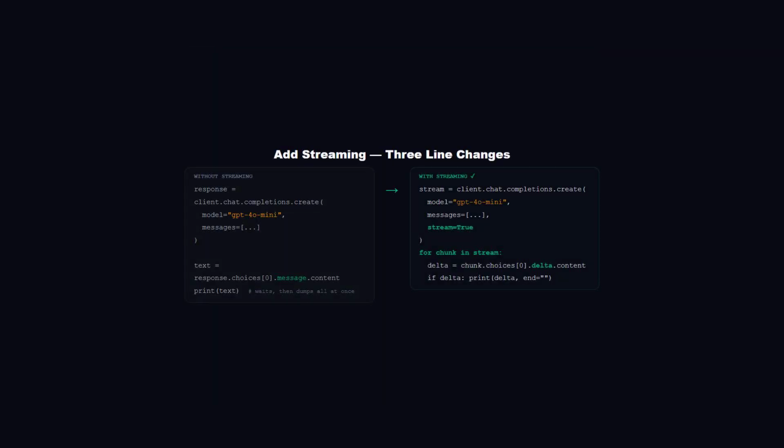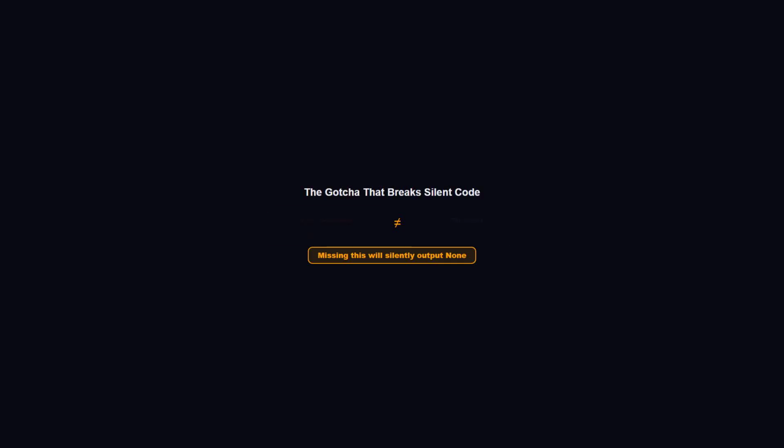One more pattern you need immediately: streaming. Right now the app waits for the full response, then prints everything at once. For longer outputs, that's a painful pause. Add one parameter, stream equals True. Now response is a generator. Loop over chunks. Print chunk.choices[0].delta.content. Note, during streaming it's delta.content, not message.content. That difference will silently break your code if you miss it. Streaming gives your app the live typing effect you see in ChatGPT.